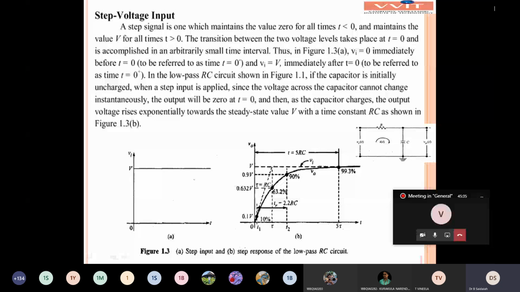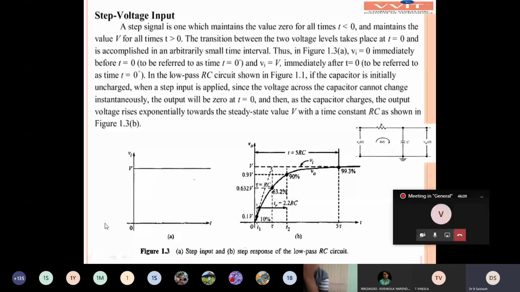Okay, now we will see the step voltage input applied to the low pass RC circuit. I have shown the low pass RC circuit diagram here. This is the step input waveform. The x-axis is time, and the y-axis is voltage magnitude, constant V volts. Now we have to define the step voltage. How will it be defined?